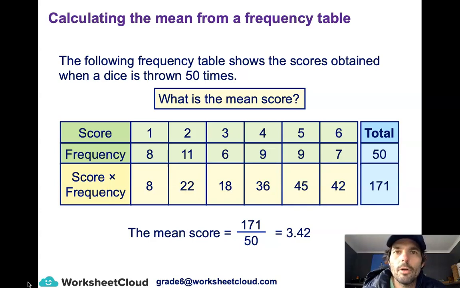I know that you cannot get an answer of 3,42 when you roll a dice, so sometimes they might ask you to round off that answer to the nearest whole number, and if they did, then you would round 3,42 off to 3. Okay? But 3,42 is your average of the dice thrown 50 times.